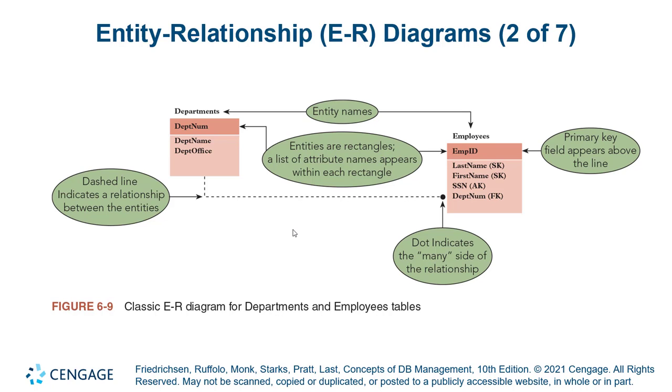But in this particular example of this diagram, we'll see it indicated by a dot, and then nothing on the other side, and then we'll have a dotted line indicating the relationship.